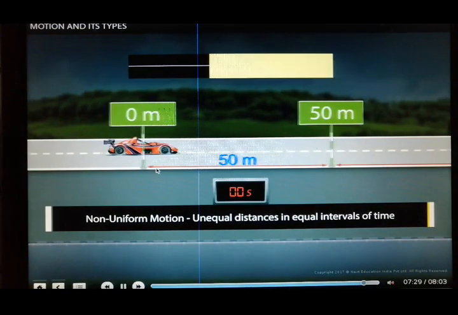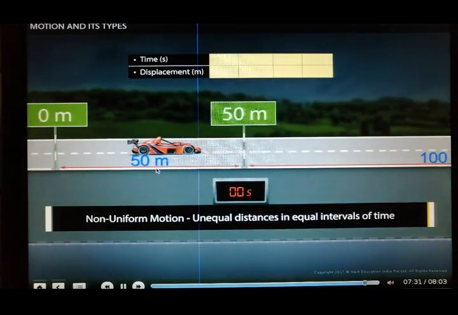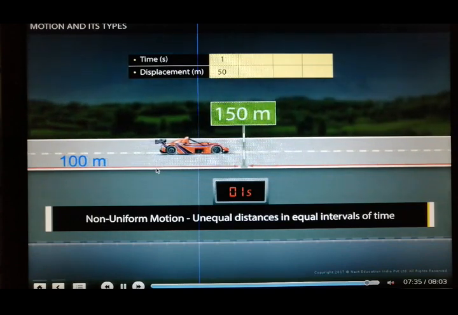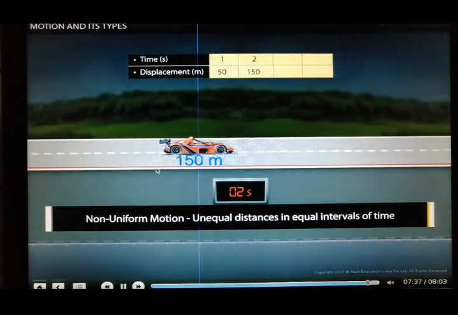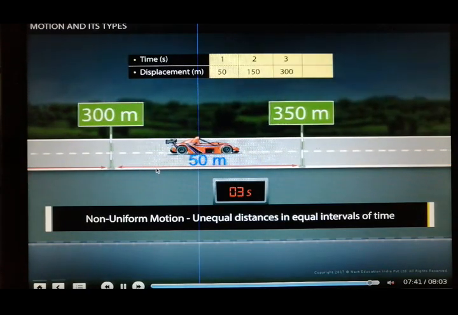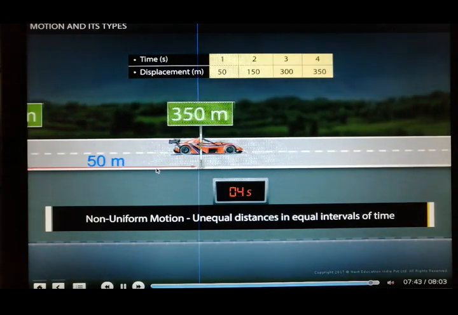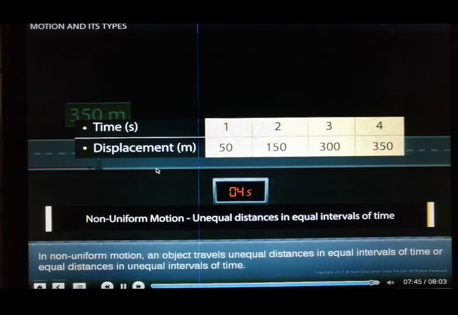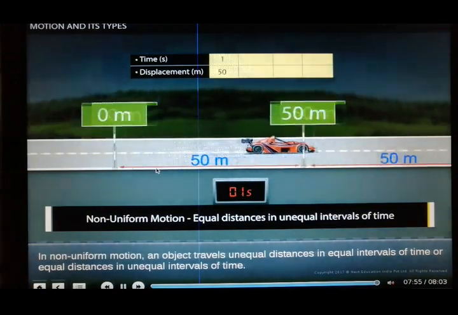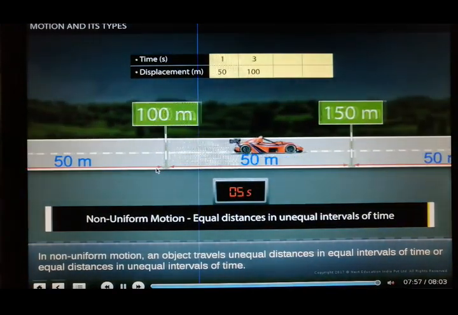Let us observe the red car in the race and record how far it has moved from the starting line for each second of motion. We see that its displacement during any 2 consecutive seconds is not the same. This is non-uniform motion. An object is said to be in non-uniform motion if it travels unequal distances in equal intervals of time or equal distances in unequal intervals of time.